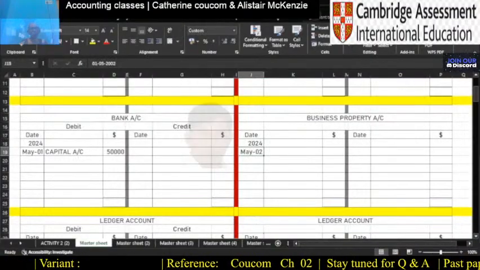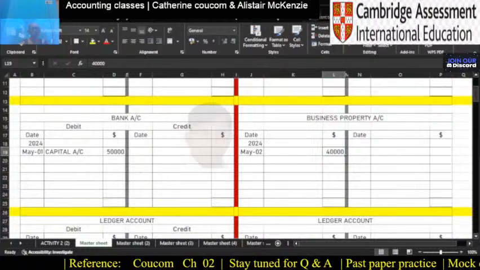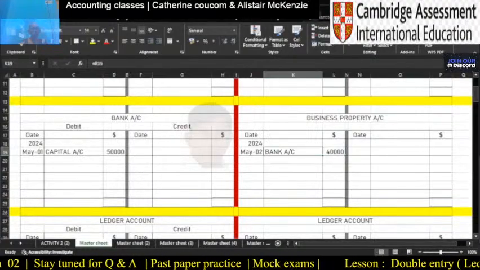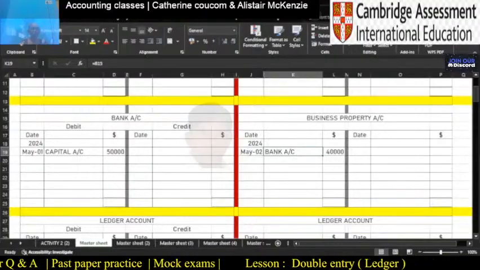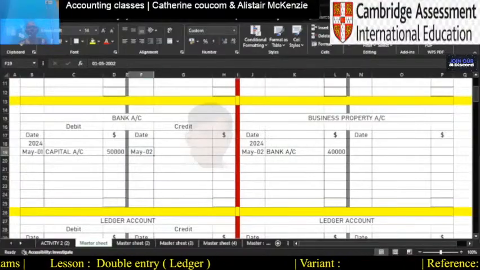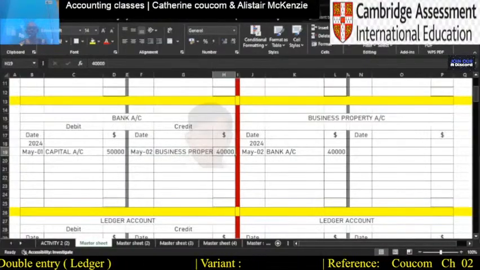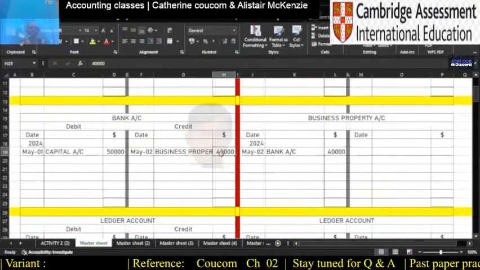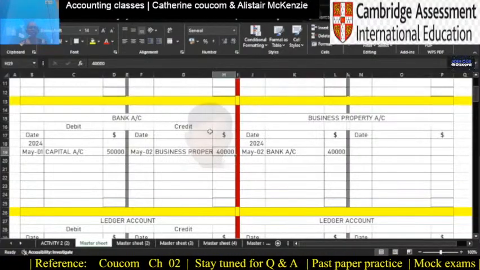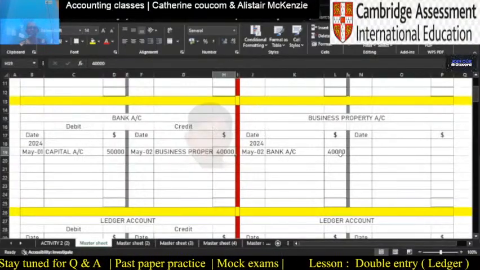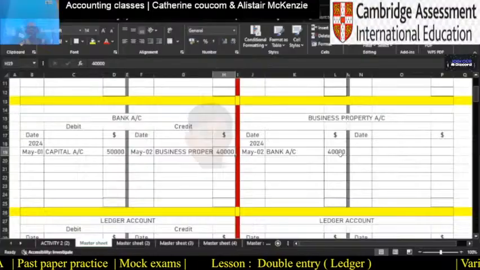What has happened? The business property has received $40,000, and who has given it? The bank account has given it. So again it has to come in the bank account. The bank account has given $40,000 to business property. So the bank account will be credited with $40,000 and business property will be debited with $40,000.